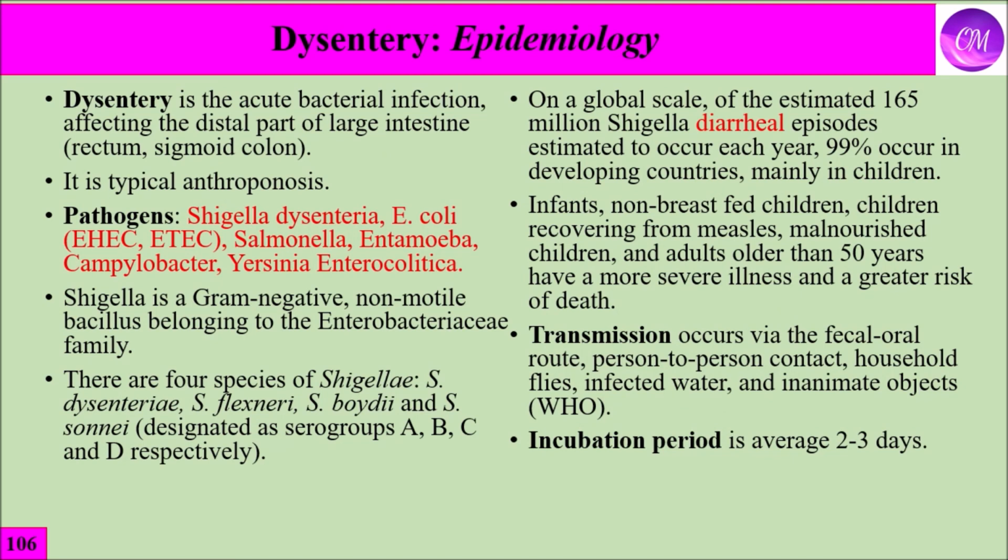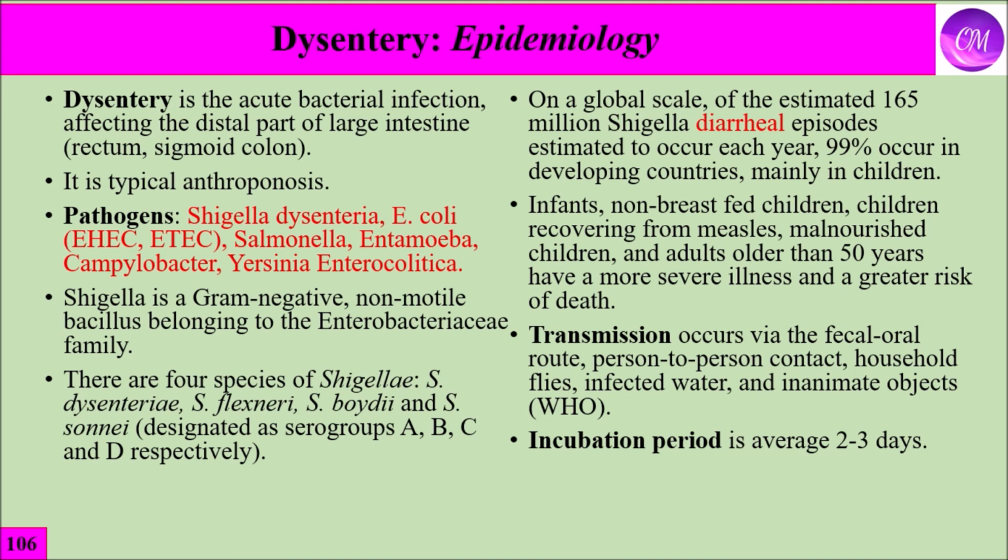And our final disease is dysentery. Dysentery is an acute bacterial infection affecting the distal part of the large intestine, as well as the rectum and sigmoid colon. It is a typical anthroponosis. The pathogen is Shigella, but after Shigella, Escherichia coli, Salmonella, Entamoeba, Campylobacter, and Yersinia enterocolitica can also be pathogens of dysentery.